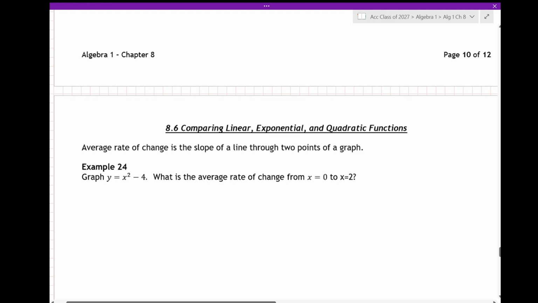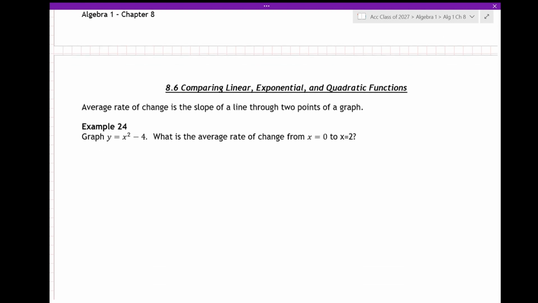Alrighty, we're looking at 8.6, comparing linear, exponential, and quadratic functions. Like it says, we're going to be looking at different functions, and we're going to be able to classify them and analyze them and look at the differences between the linear, exponential, and quadratic functions. So first off, we have this statement here that the average rate of change is the slope of a line through 2 points of a graph.